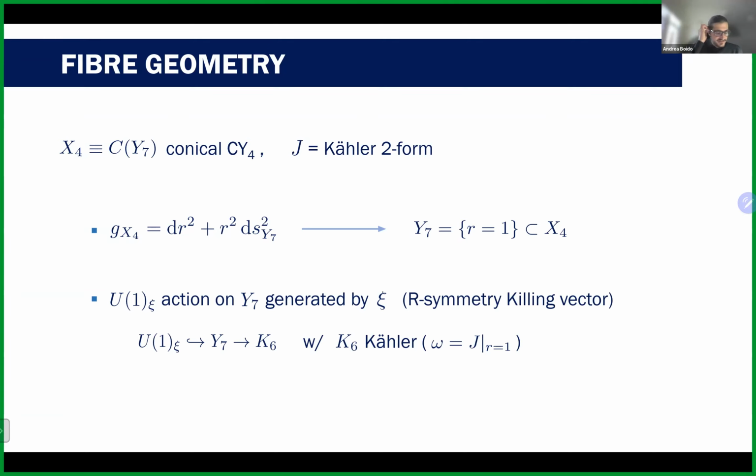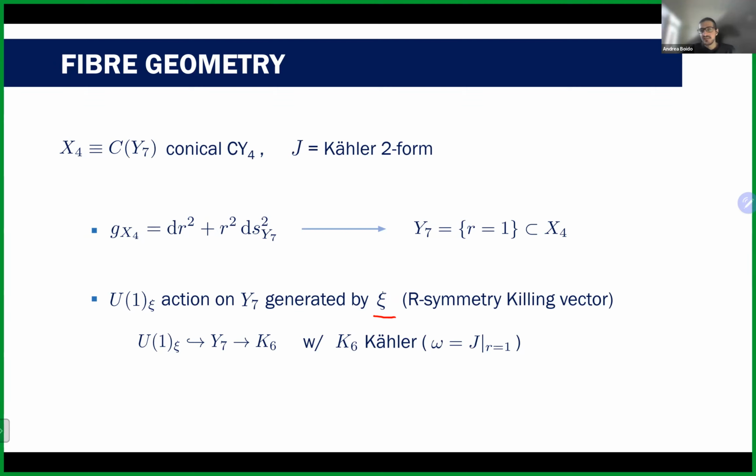So okay, we start from our cone over Y7, which, as I said, is a Calabi-Yau fourfold, and has Kähler 2-form J. You can write the metric on it as a simple cone metric, of course, and then you will have that your Y7 is embedded at R equal to 1. And the important thing is that there is a particular U(1) action on this Y7, which is generated by a vector which I'm calling Xi here.